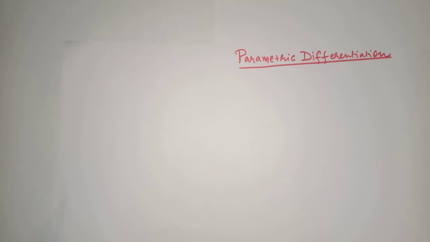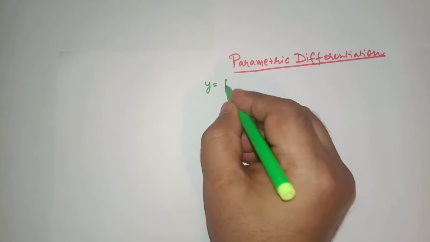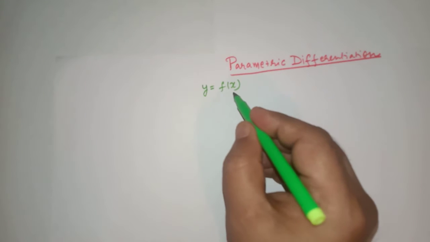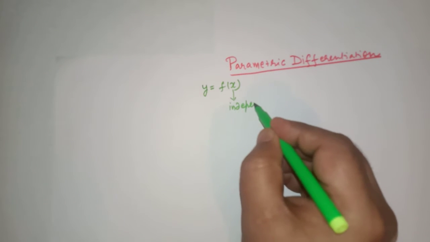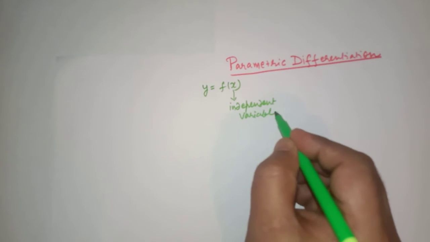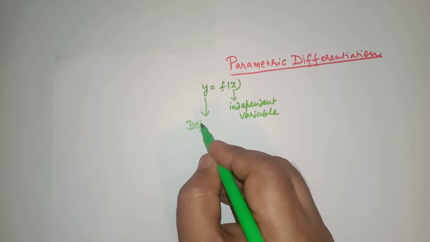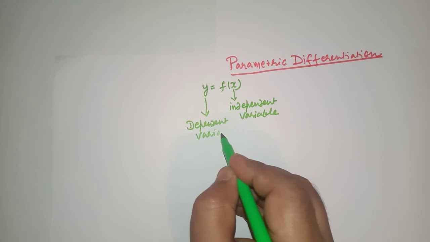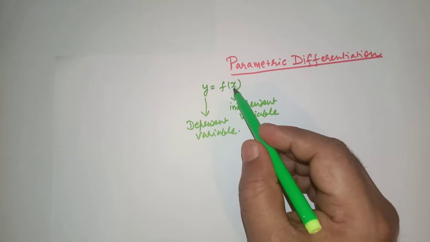Instead of a function y equal to f(x), say we have a function y equal to f(x). Here x is called the independent variable and y is called the dependent variable. Clear? So y is a function of x.